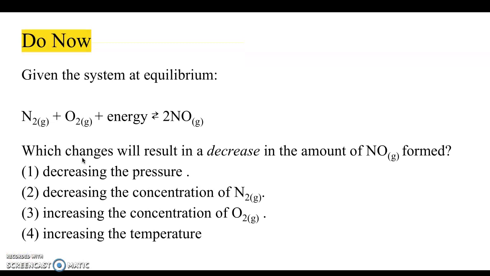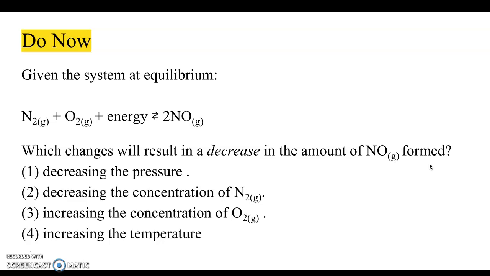Starting with our do now, so we have an equilibrium system, nitrogen gas plus oxygen gas plus energy becoming nitrogen monoxide. Reminder, when energy is on our reactant side, this is an endothermic reaction, it's absorbing energy. Let's take a look at the question, which changes will result in a decrease in the amount of nitrogen monoxide formed?